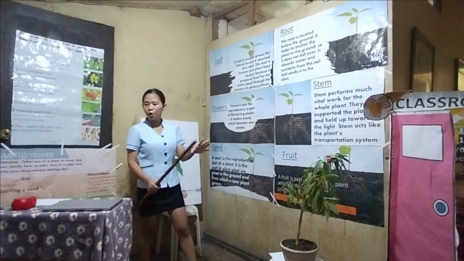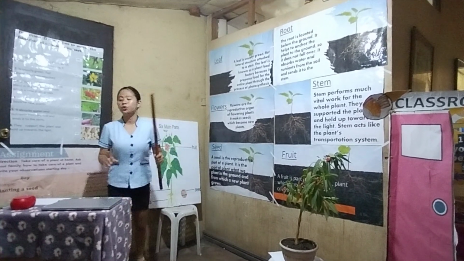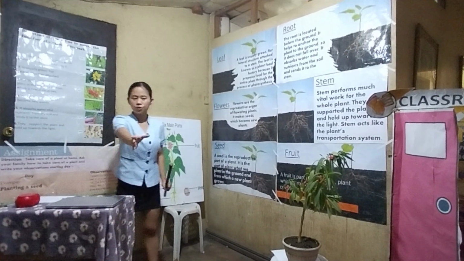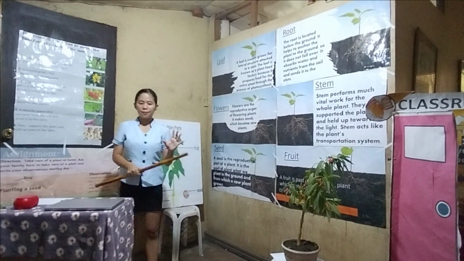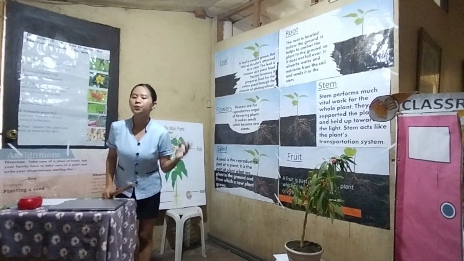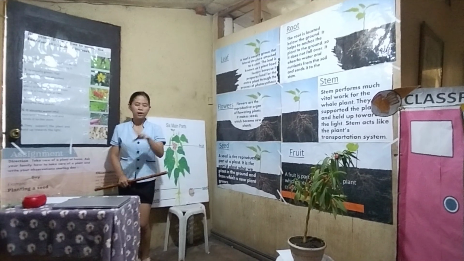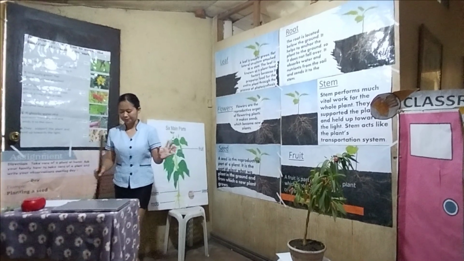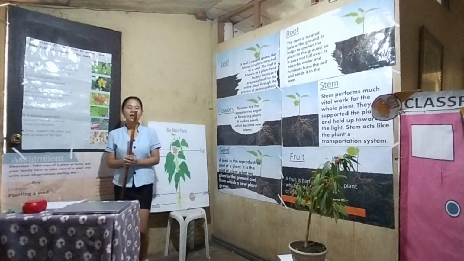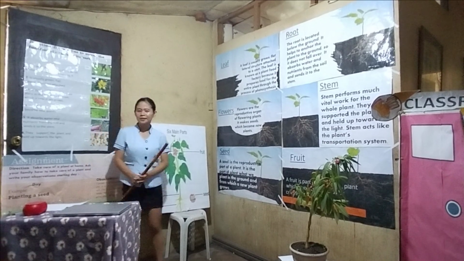So now, we will have an activity. I will group you into 3 groups. This is group 1, group 2, and group 3. You are going to draw and label the parts of a plant. I will give you 10 minutes to do your activity, okay? Alright. Okay, are you done? Very good. Both groups drew and labeled the plants amazingly, correctly.